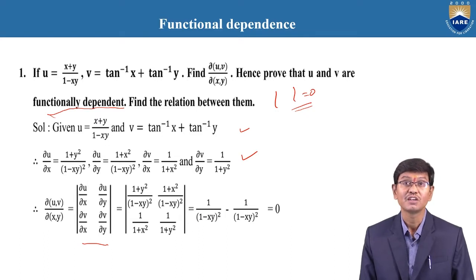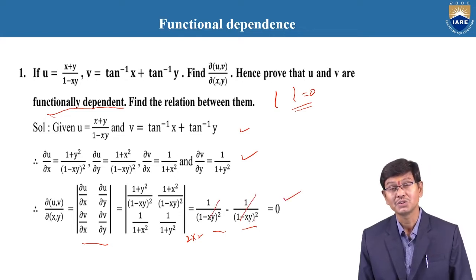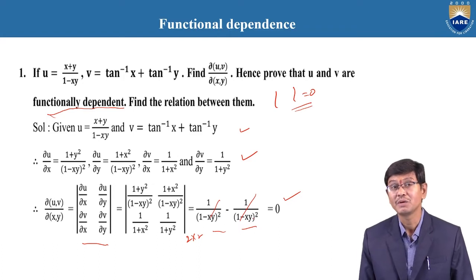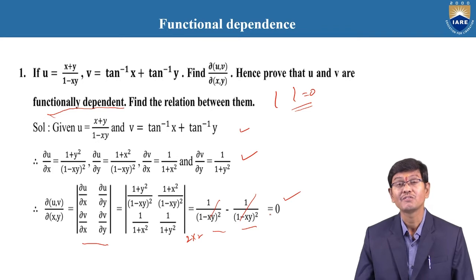With the help of this, it is a 2 by 2 determinant, so we compute AD minus BC. AD is 1 by 1 minus xy whole square, and minus BC is also 1 by 1 minus xy whole square. Therefore, both values cancel and we obtain 0. Therefore, the conclusion is that dou of u comma v by dou of x comma y is equal to 0, which is the meaning of the functionally dependent condition.